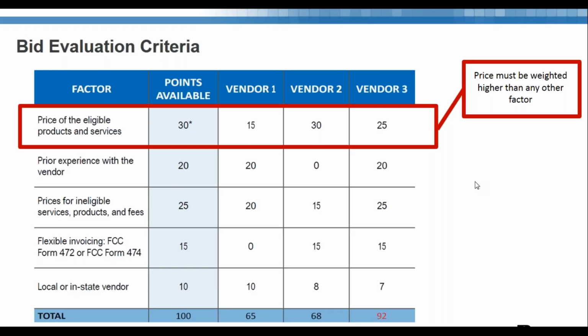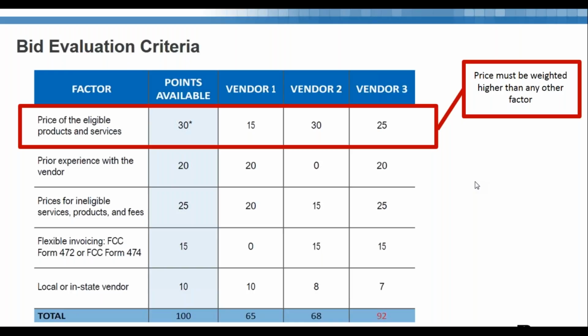The next couple factors that they've got here as examples are prior experience with the vendor. So if the school has worked with you before and they like you, that's going to earn you some points. Prices for ineligible services, products, and fees also get incorporated because there are things that are not eligible for E-rate funds, but they're still necessities, and the overall bid for the project has to be cost competitive. So if you can make sure that those prices are competitive as well, you'll be in good shape.